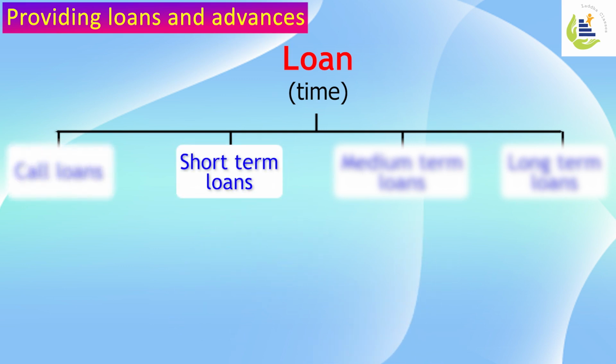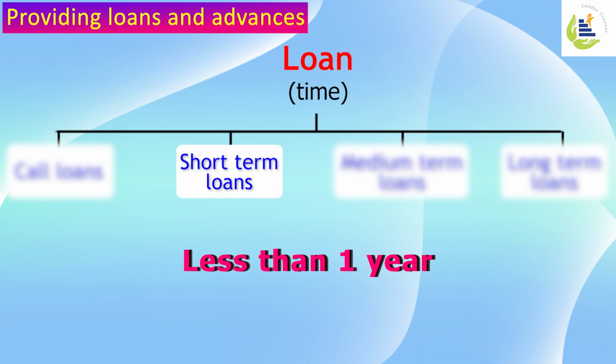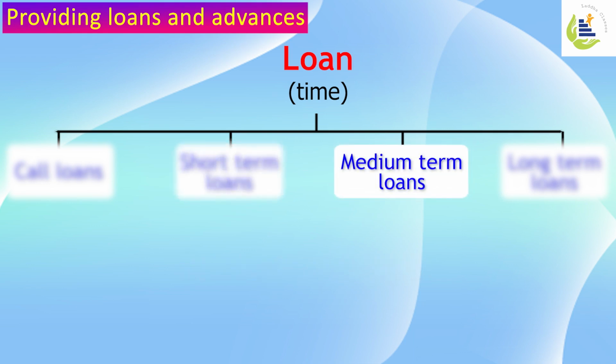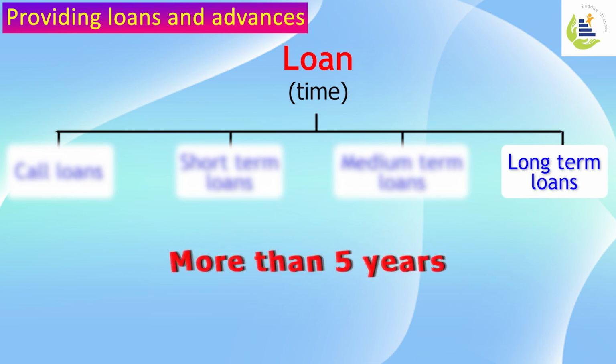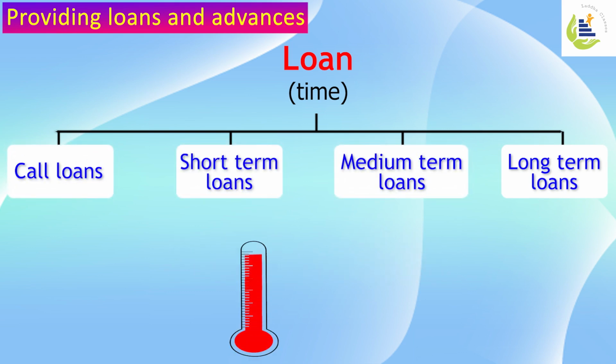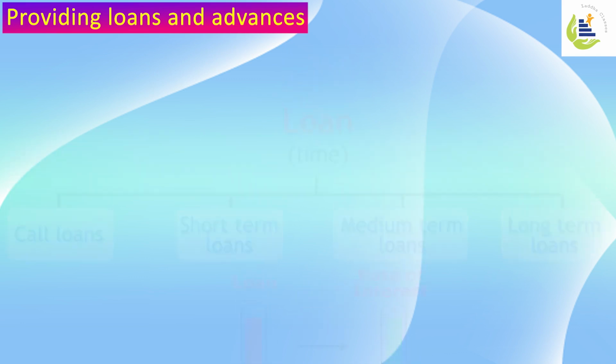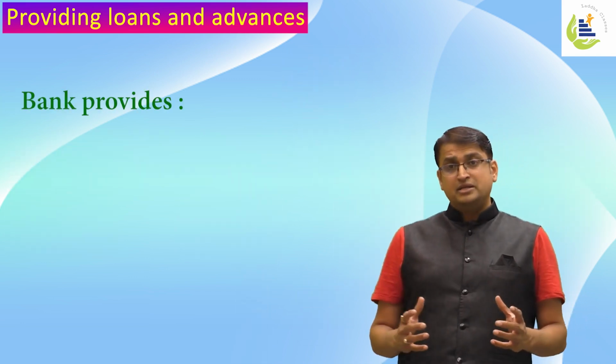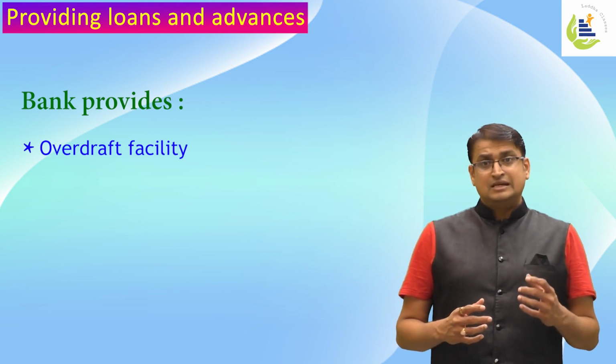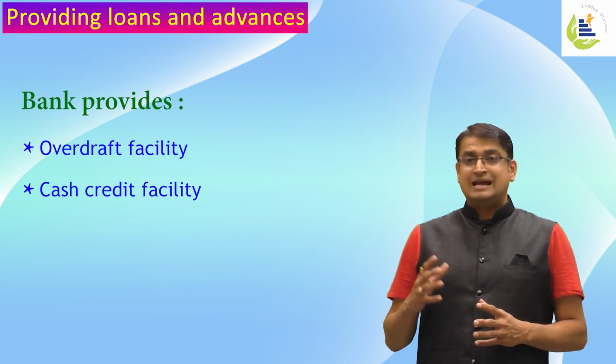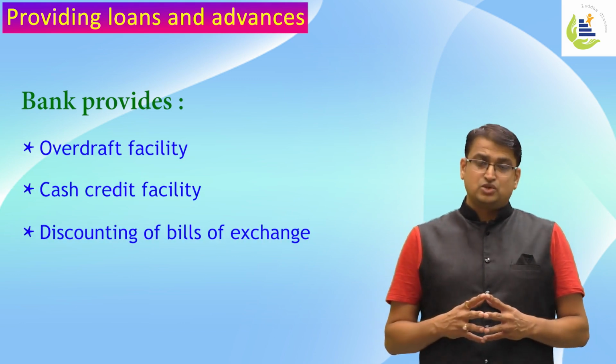Short-term loans are generally loans given for less than 1 year period. Medium-term loans are loans which are between 1 year to 5 years period. The period of long-term loans is more than 5 years. The longer the duration of the loan, the higher will be the rate of interest. Apart from this, commercial banks also provide overdraft facilities, cash credit facilities, and discounting of bills of exchange.